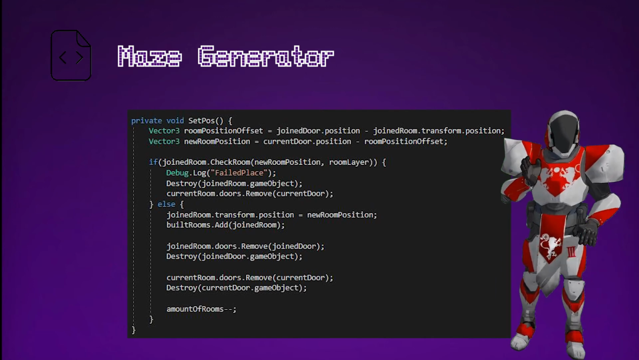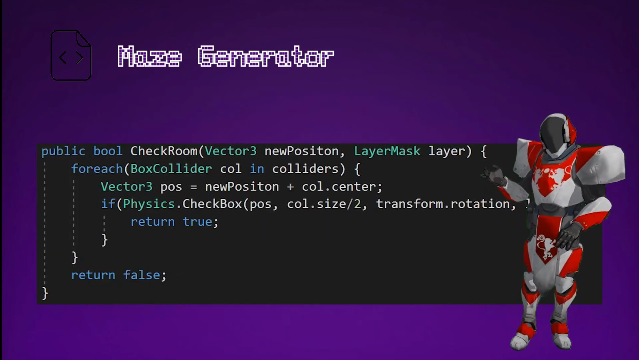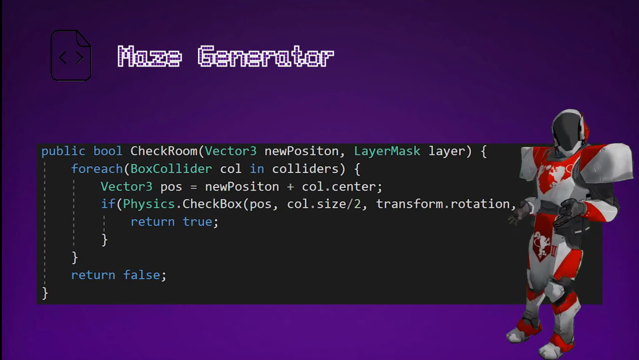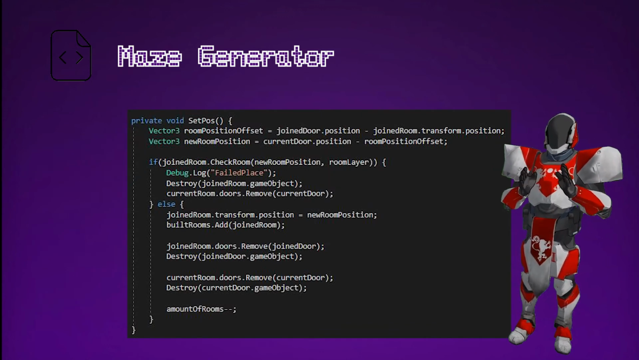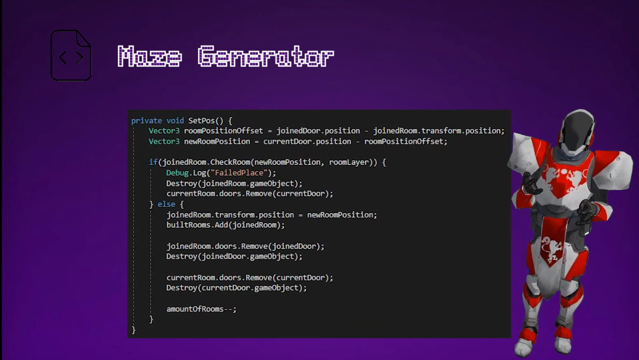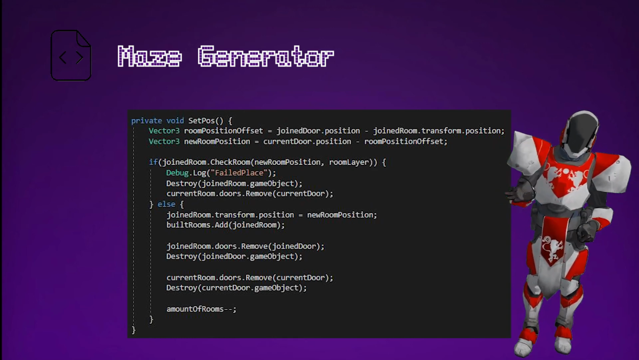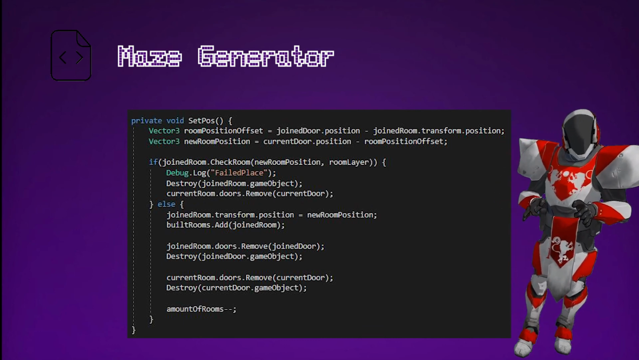But, before we place the room, we have to do one last check, and that is for the room behavior script to check if it intersects with any already built rooms. If it does intersect, then the joined room is destroyed and the update function starts again. But, if there are no other rooms around, then the joined room is placed, the doors of the joint and the current room are destroyed, and the amount of rooms can subtract.